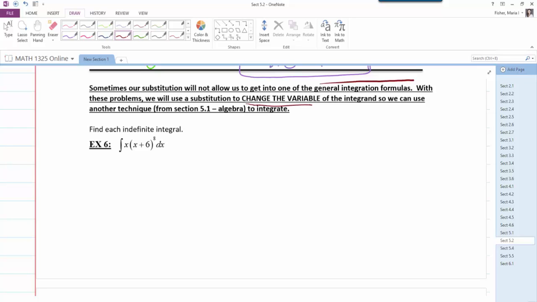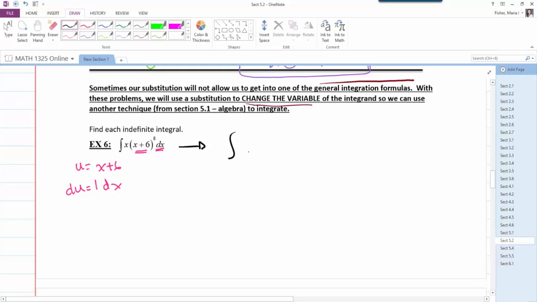So how do we do this? Well, let's look at example 6. Find each indefinite integral. So notice if I were to let u equal x plus 6, well, my derivative du would equal 1 dx. Well, that's great. We can get rid of this, we can get rid of this, but here we have this x that isn't going to go anywhere. So we end up with an x left over times u to the 8th du.